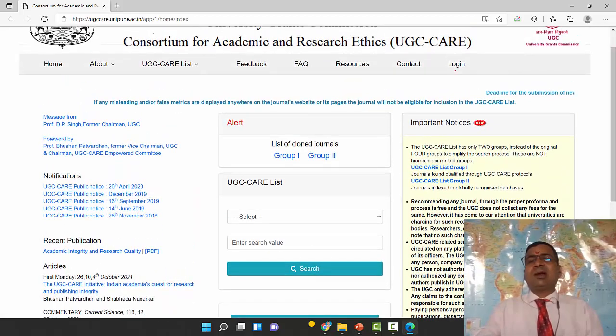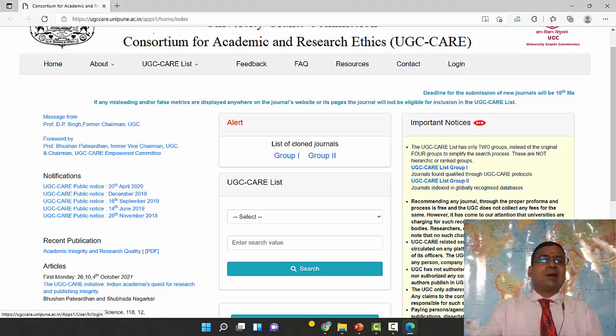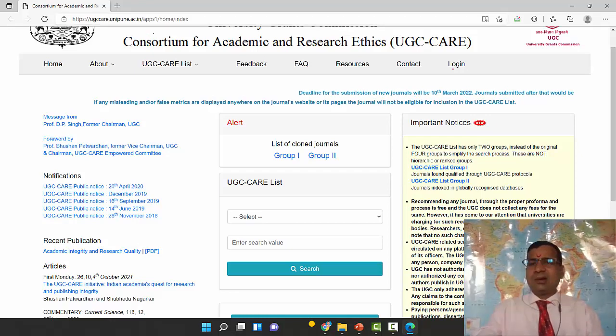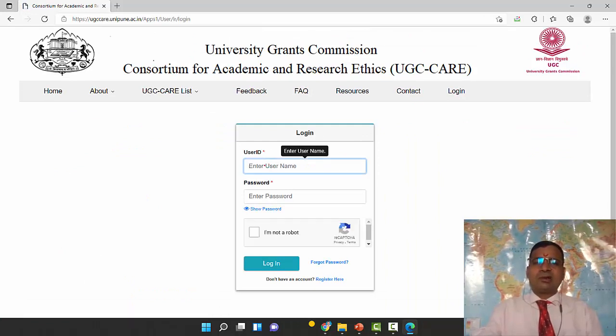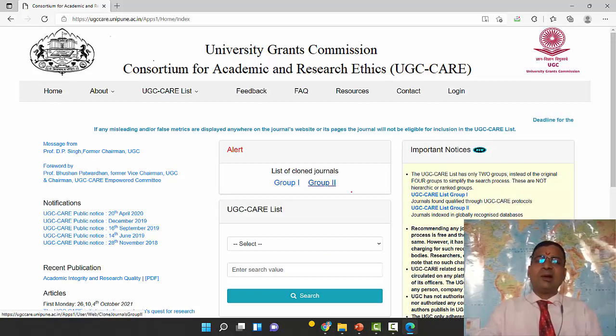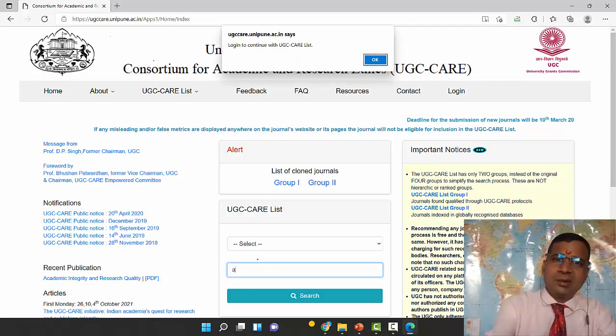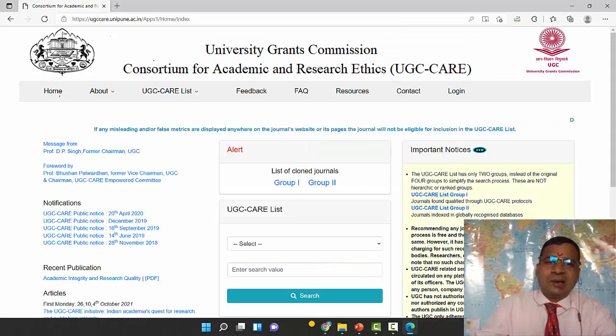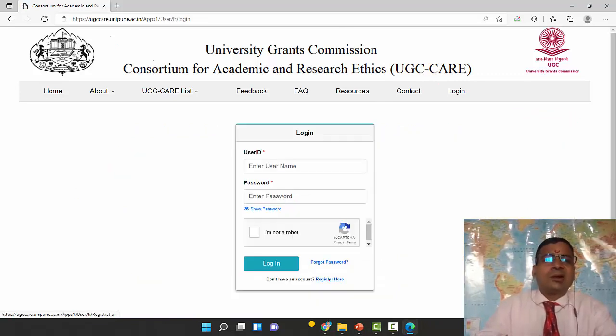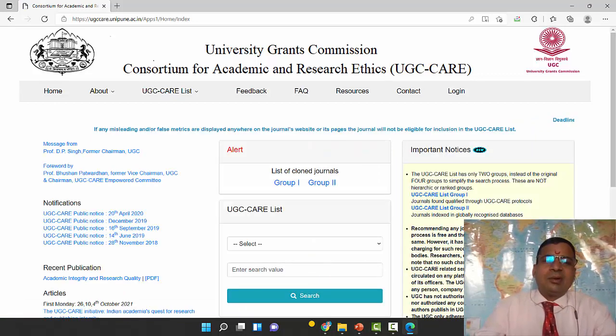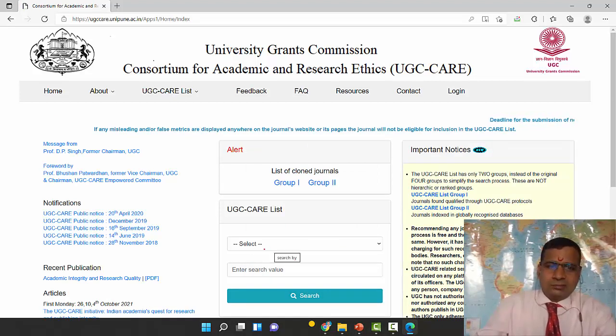There may be a possibility that you don't have a login ID for CARE. You should have. For that purpose, just visit ugccare.unipune.ac.in, this website. Click on login. Then you just log in here. After login, you will be able to find the journals related to group 1 and group 2. Here you can search any journal. Suppose I am searching for applied, my login details are incorrect, I will see later on, but you just visit the UGC CARE. If you don't have an account, just register, click on register here and create your own account, and then only you will be able to find out the journals provided in either group 1 or group 2.